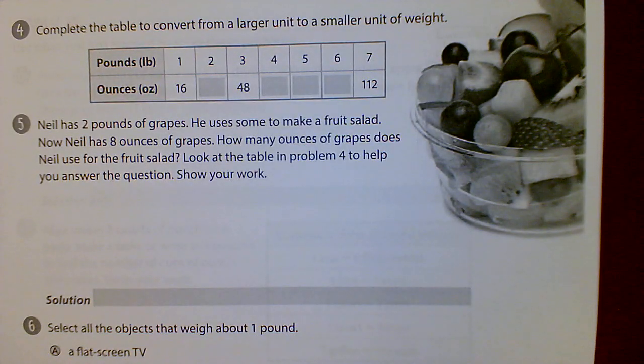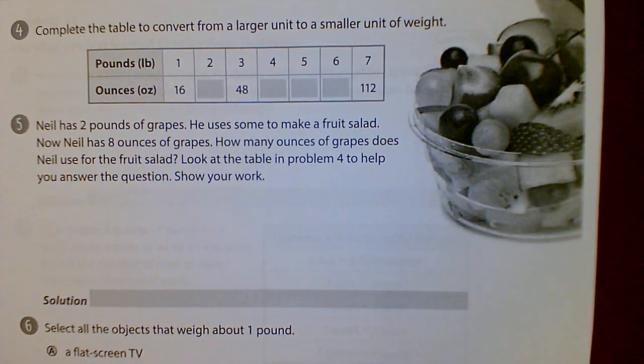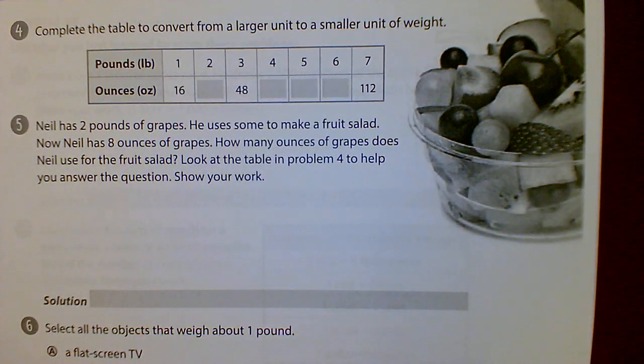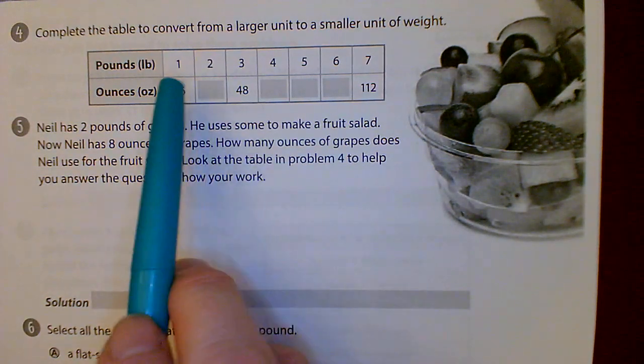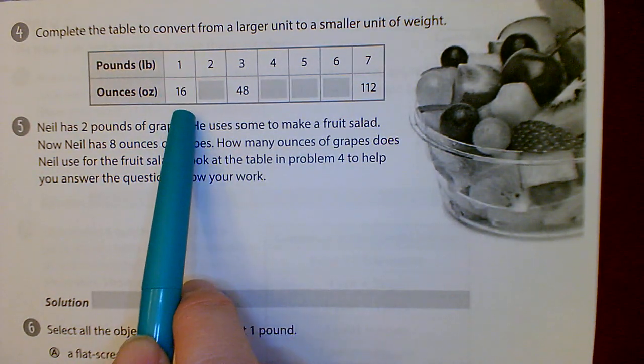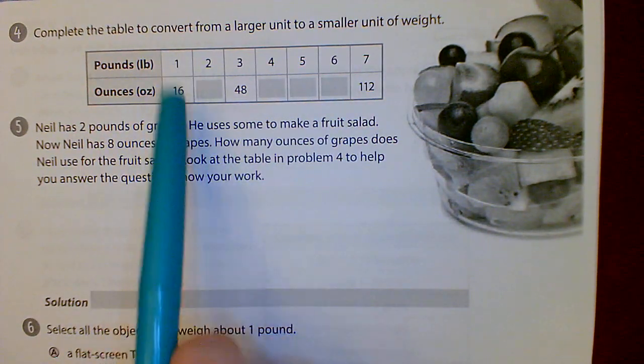All right. 2 more questions to go, my friends. I'm trying to keep this one nice and quick since you have 2 videos. All right, so it says complete the table to convert from a larger unit to a smaller unit of weight. So for this one, we are doing pounds and ounces, and they were really nice because they showed us that 1 pound is equal to 16 ounces. They show it there. That's what this chart is showing us. They're saying 1 pound is 16 ounces.